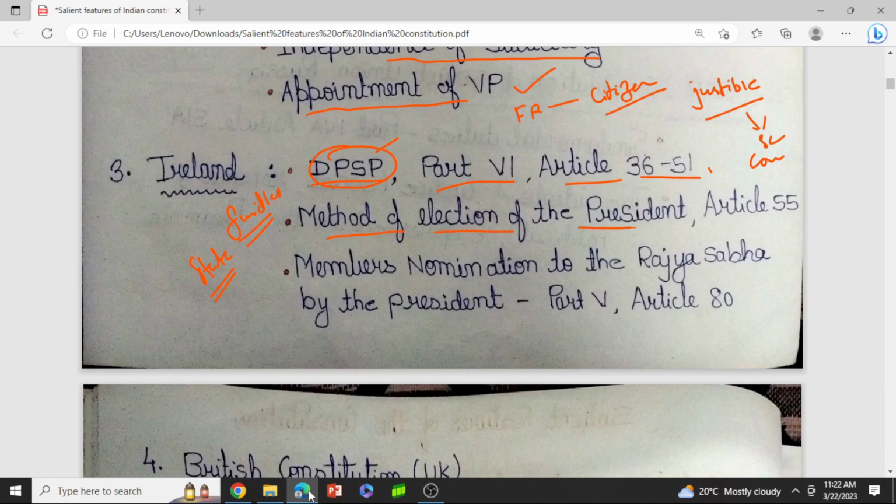Methods of election of president, article 55. Members of nomination of Rajya Sabha by the president. Members of nomination of Rajya Sabha, so there are the 12 nominations which are made by the president. So this nomination is taken from the Ireland, part 5, article 80.